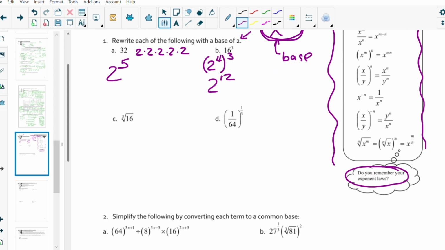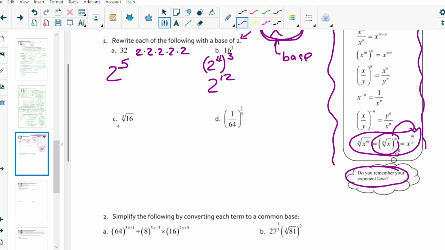Okay, what about a radical? Okay, so we have to remember this particular rule here. How do we go from a radical form to a rational exponent? So a rational exponent can be represented in the form a divided by b, where a and b are integers, and b is not 0.